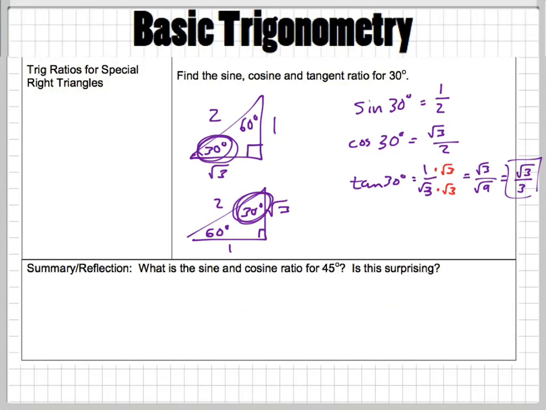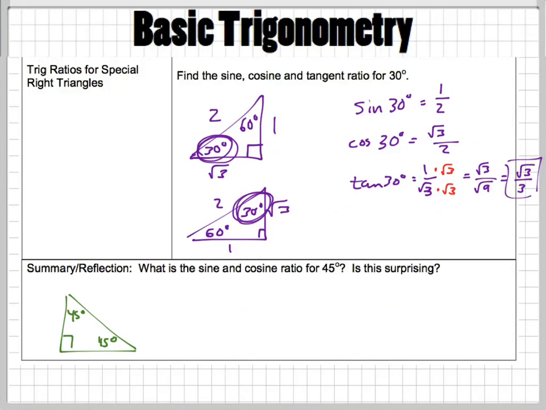Wait. Can I simplify this? Can I cross out these 3's? No. Why not? Because this one has a radical on it. That's why not. Okay. Why don't you guys go ahead and try this one right here. It says, what is the sine and cosine of the ratio for 45?